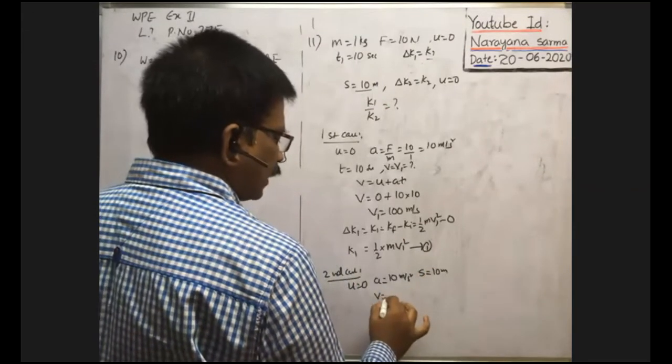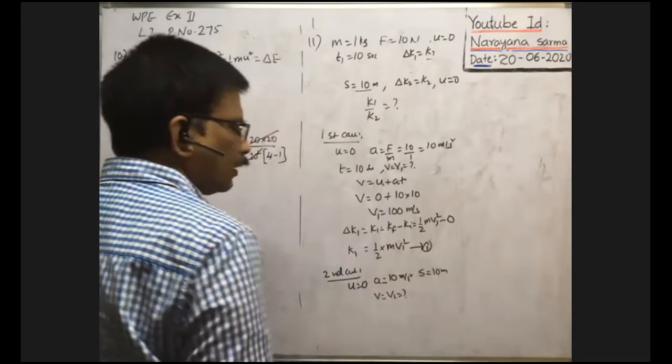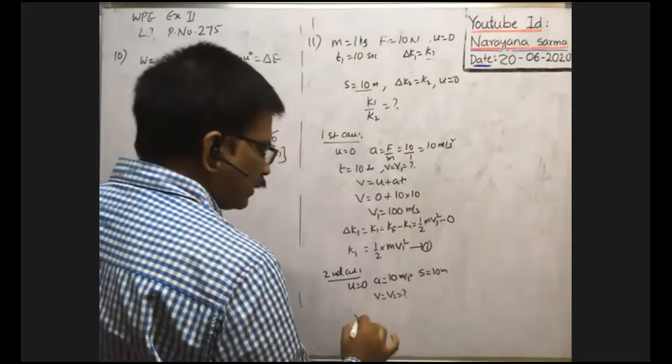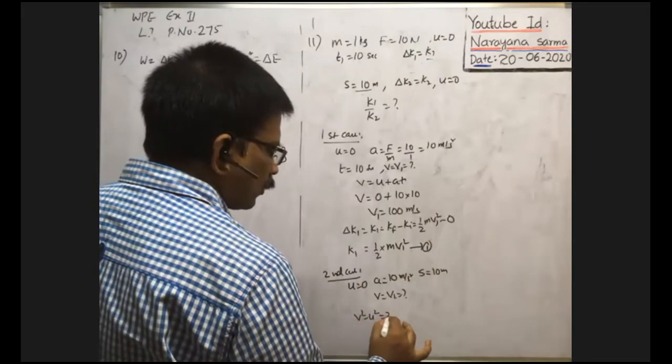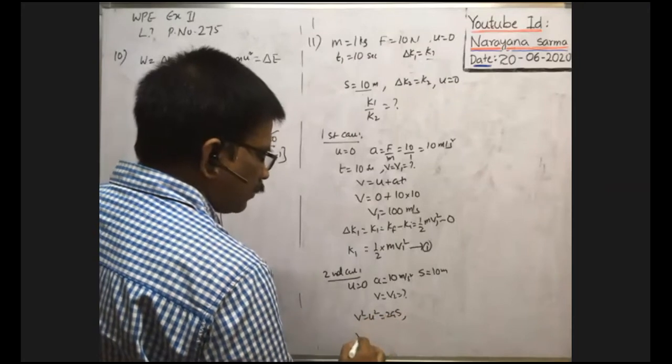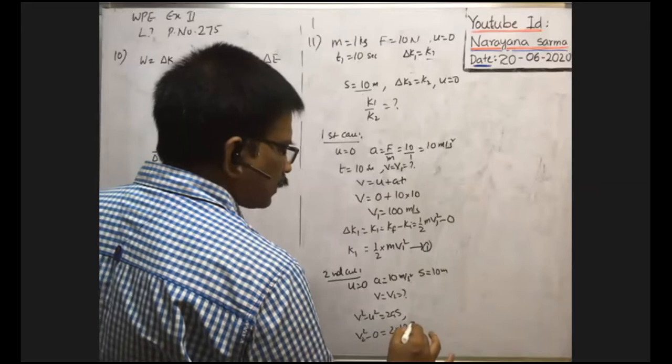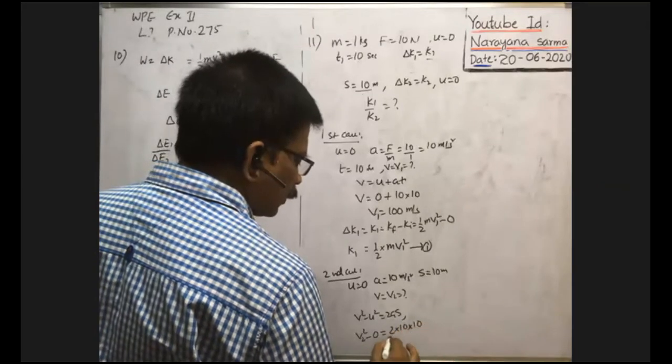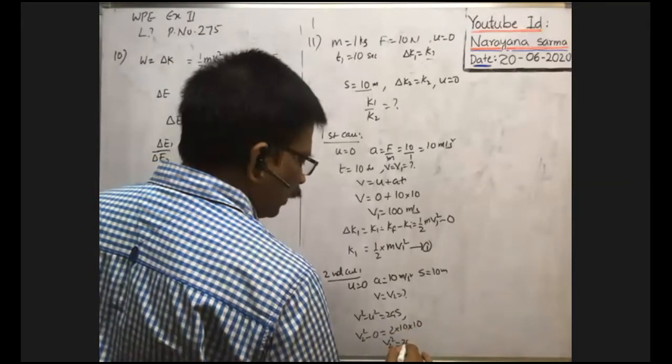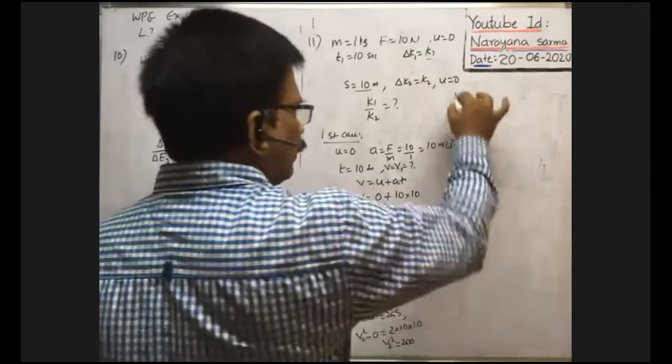Then what is the velocity acquired? Velocity is equal to v2, say. The relation among these is v square minus u square is equal to 2as. So v2 square minus 0 is equal to 2 into a, which is 10, into s, which is again 10. Therefore, v2 square is equal to 200.